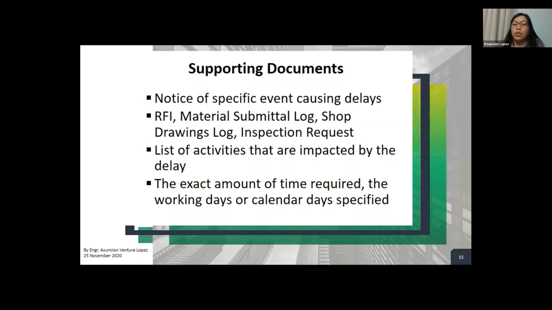The best way to see how the project unfolded chronologically, and the notices between the players of events, the impact and the cost, this will all be the first part of your supporting documents. And then later on, you can add the RFI, the material submittal log, a shop drawing log, inspection requests. It is also important that you list all the activities that are impacted by the delay.